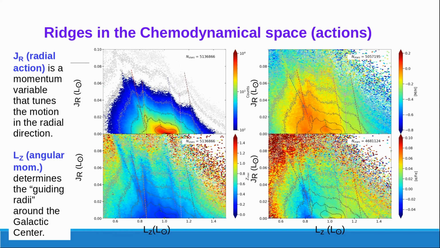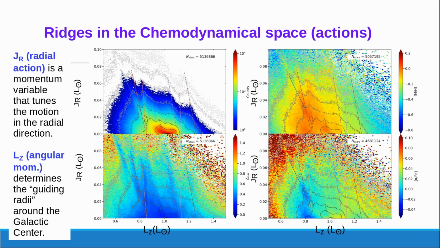In this plot, we explore the connection between the dynamics and chemistry. I will explain briefly the meaning of these axes. This is the radial action. This is basically a momentum variable that quantifies the epicyclic motion, quantifies the eccentricity, if you want, versus the angular momentum, which characterizes the guiding radii, the typical distance of the orbit around the galactic center.